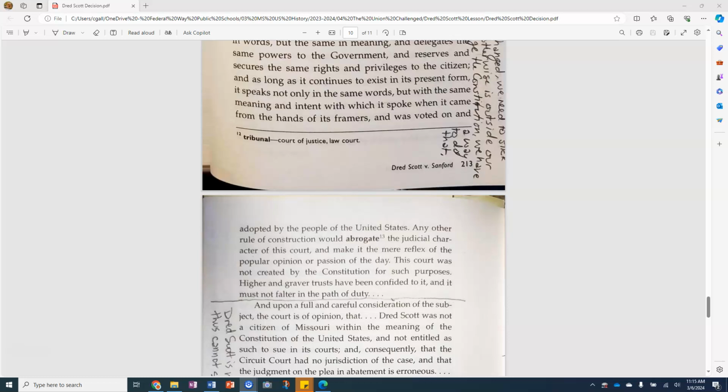Okay. This court was not created by the Constitution for such purposes. Higher and graver trusts have been confided to it, and it must not falter in the path of duty. So that's what he's trying to say here, right? We can't just reflect the passions of the day. We have a higher duty. We have to obey the Constitution as written, okay? And we cannot falter from that.